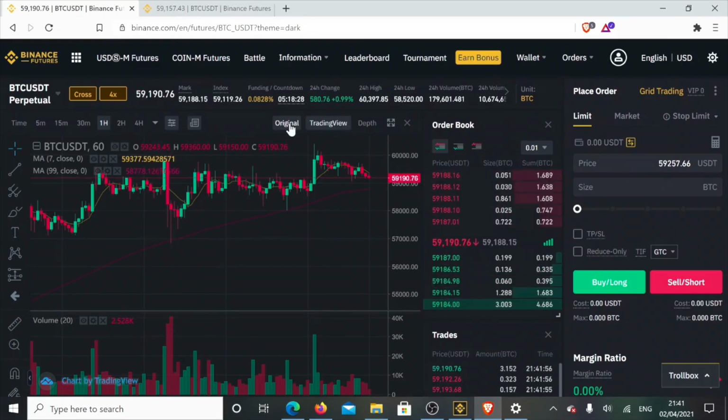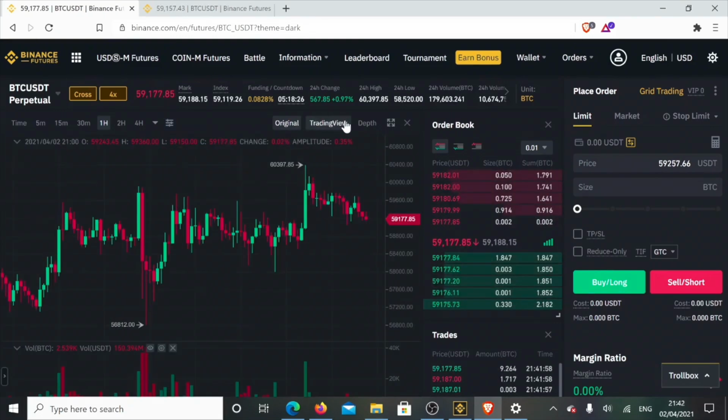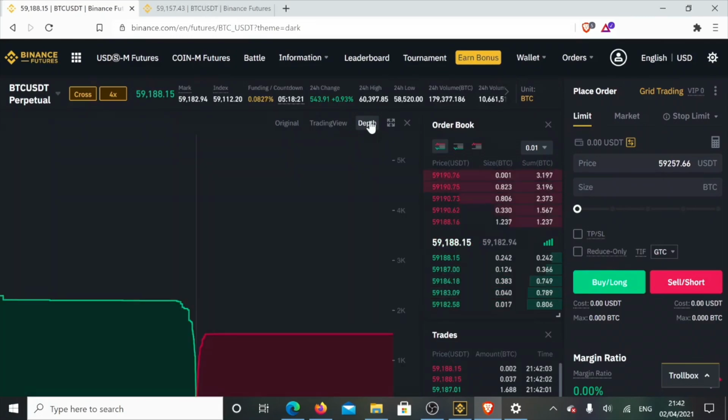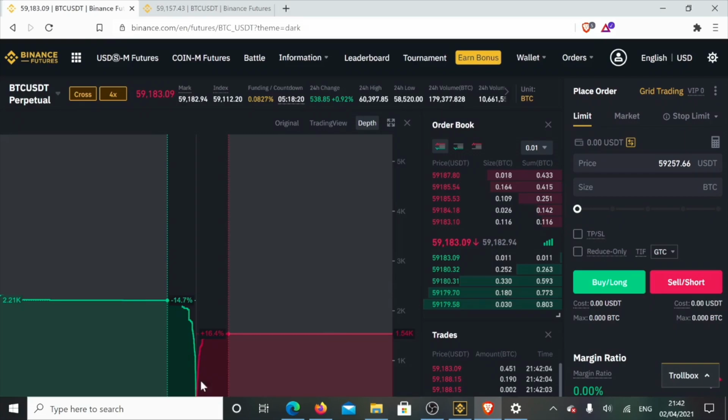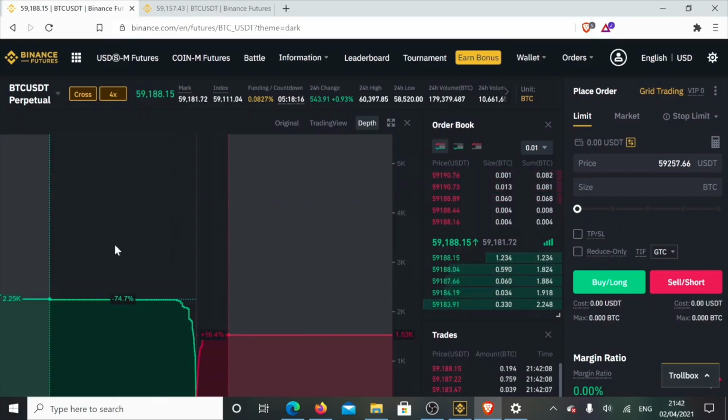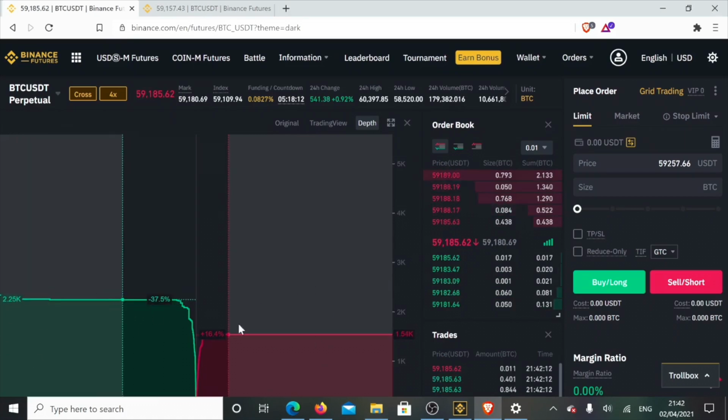You can go back to original, and here it's depth. Depth is like the order book. This is the people who want to sell. This is the depth of the sell orders, and this is the depth of the buy orders. So here we can see the buy orders are more than the sell orders.